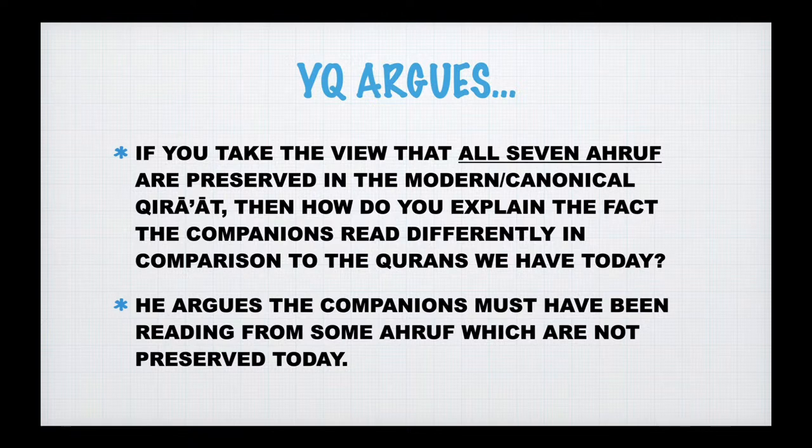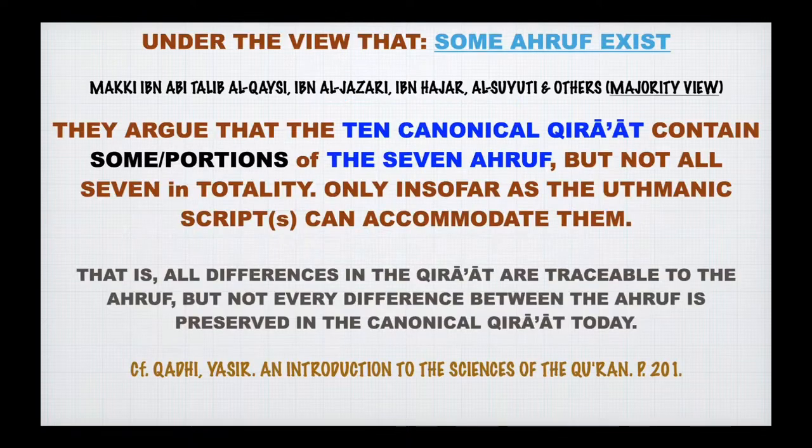Yeah, exactly. So that leads us to the view that only some are preserved. This is the majority view: Makki al-Qaisi, Ibn al-Jazari, Ibn Hajar al-Asqalani, as-Suyuti, etc. Most Muslims hold to this view. They don't have a specific number, but they argue that the 10 canonical readings that we have, the 10 qira'at, contain some of the 7 ahruf, but not all of them.